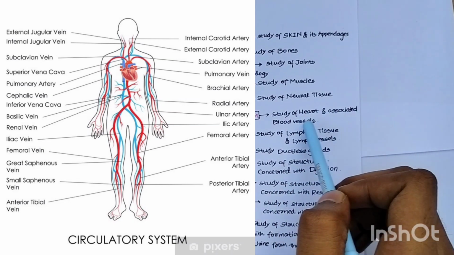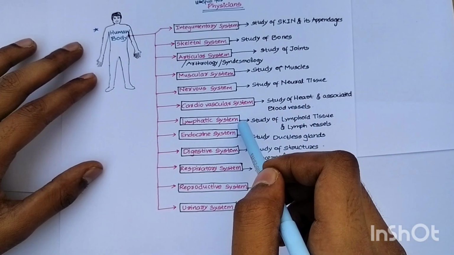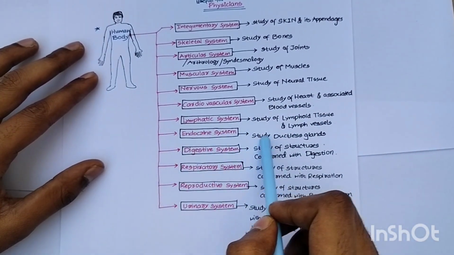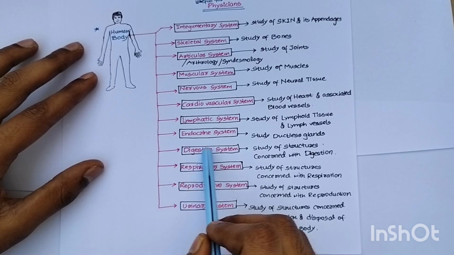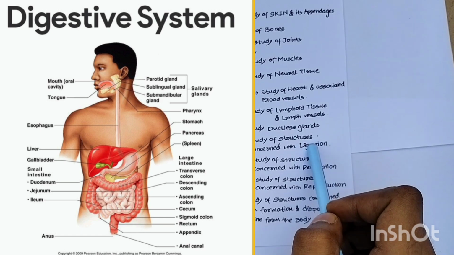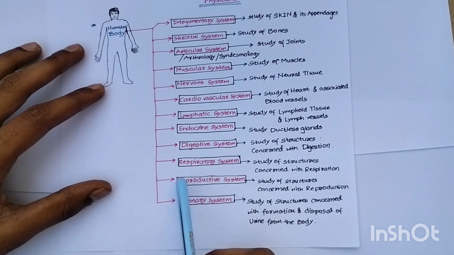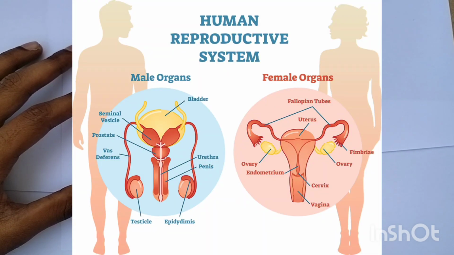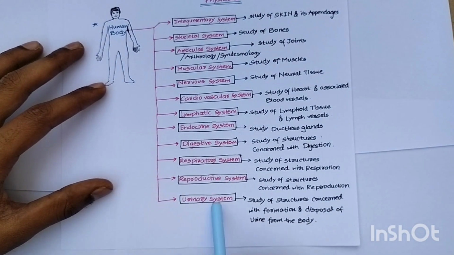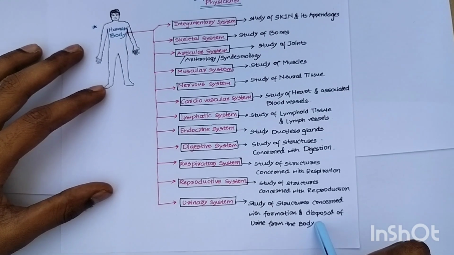of the heart and associated blood vessels; the lymphatic system, the study of lymphoid tissue and lymph vessels; the endocrine system, the study of ductless glands, endocrine glands; the digestive system, the study of structures concerned with digestion, like the stomach, intestines, everything; and the respiratory system, the study of structures concerned with respiration; the reproductive system, the study of structures concerned with reproduction like genitalia, accessory glands, everything. So the urinary system, the study of structures concerned with the formation and disposal of urine from the body.